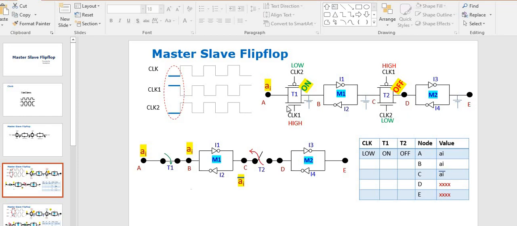And 1 bar, which is 0, is moved to this node, the master node. You are now at 0 at the master node up to this point. So this pass transistor is on. It will discharge this capacitor completely to 0 volts, and when you give 0 to this inverter, it will charge completely to 1. So all fine up to here.